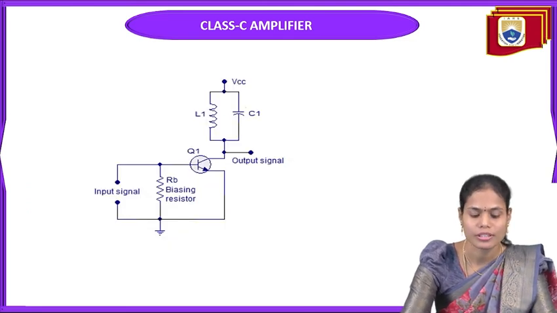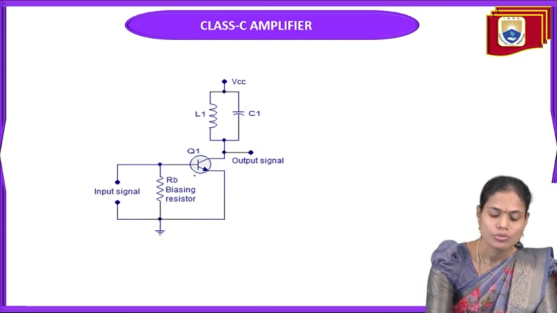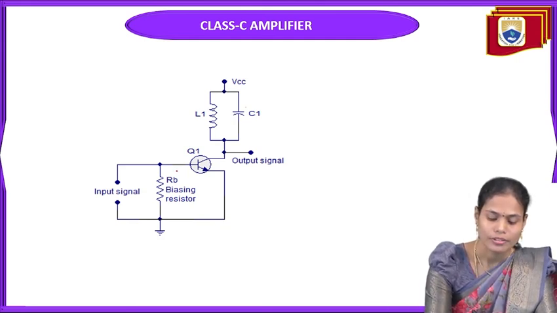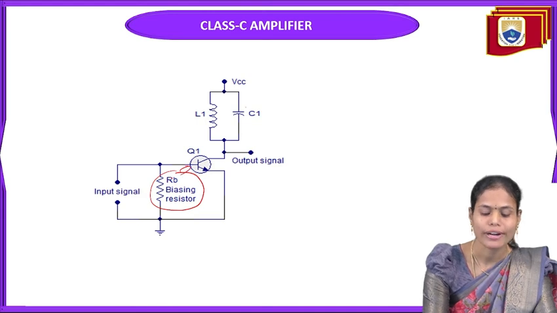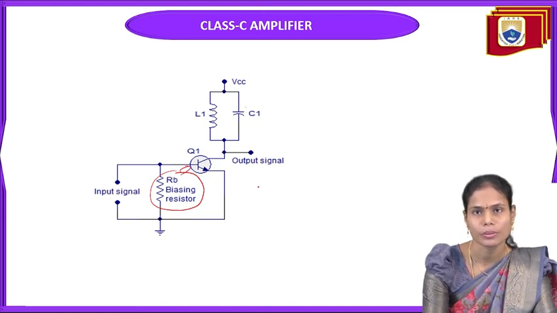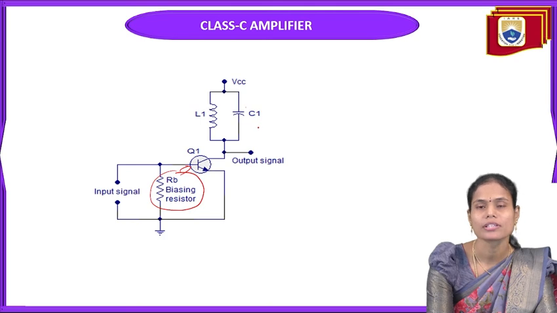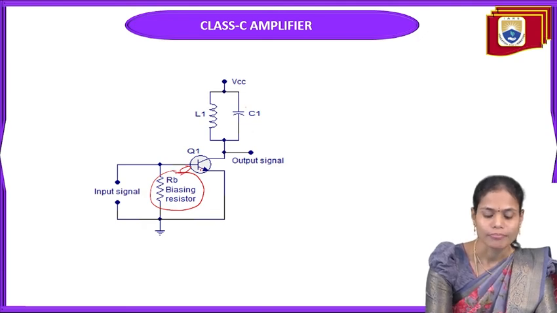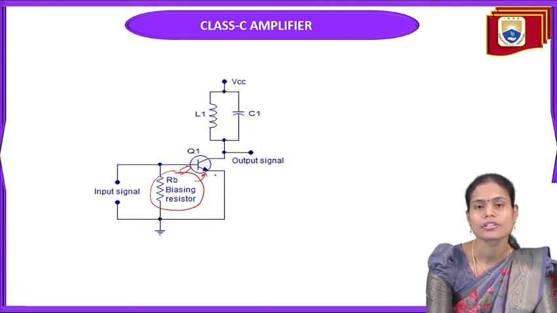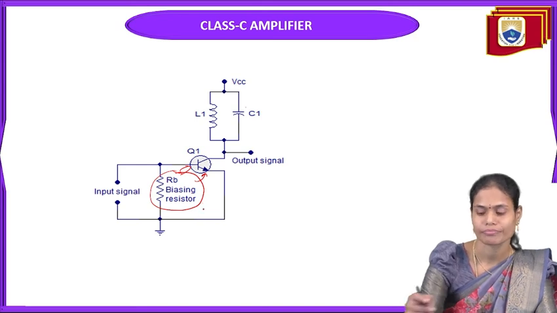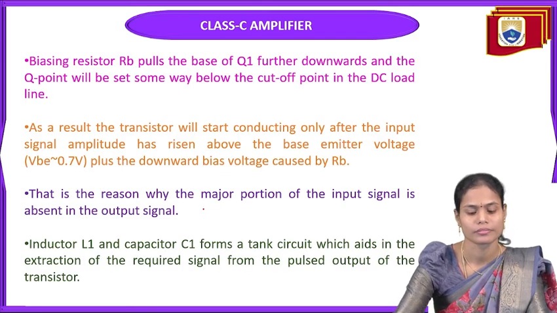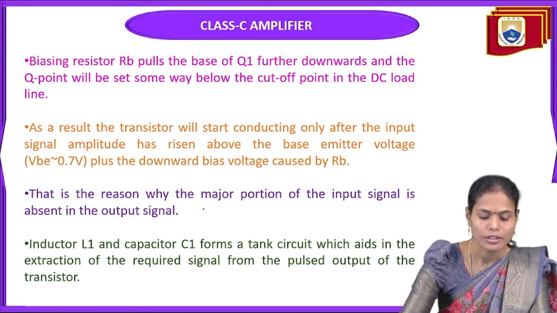So this is the circuit for the Class C amplifier. This RB resistance is used to provide the biasing for the transistor Q1. And this L1C1 is used as the tank circuit for tuning purposes in order to get the desired frequency range. And this RB resistance provides the biasing in such a way that it should conduct less than half cycle of the input signal.